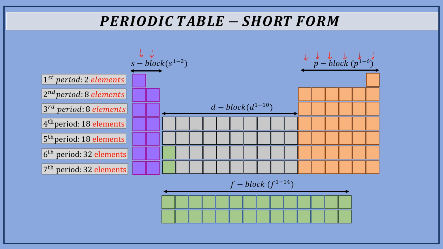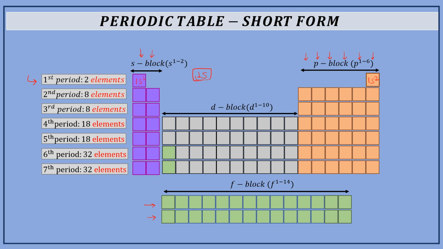For the sake of convenience, the f block is written below in this manner just to make the periodic table concise. Alright, and based on our discussion, we can conclude that the first period of the periodic table will contain 2 elements. This is because in the first period, we have completed the filling of only one s subshell. And since an s subshell can contain 2 electrons, we will be making 2 spaces, one s1 and one s2.